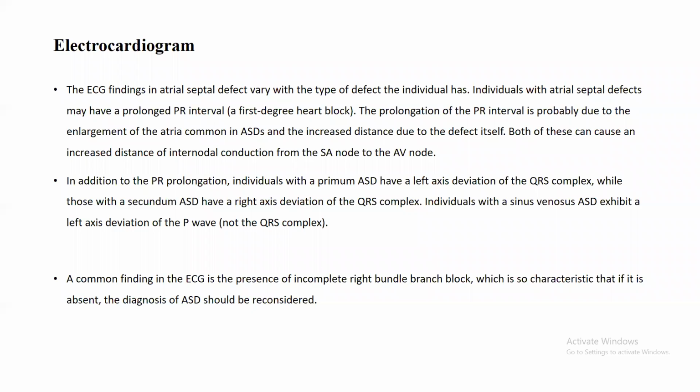In addition to the PR prolongation, individuals with the primum ASD have a left axis deviation of the QRS complex, while those with the secundum ASD have a right axis deviation of the QRS complex. Individuals with the sinus venosus ASD exhibit a left axis deviation of the P wave, not the QRS complex. The common finding in the ECG is the presence of incomplete right bundle branch block, or RBBB, which is so characteristic that if it is absent, the diagnosis of ASD should be reconsidered.